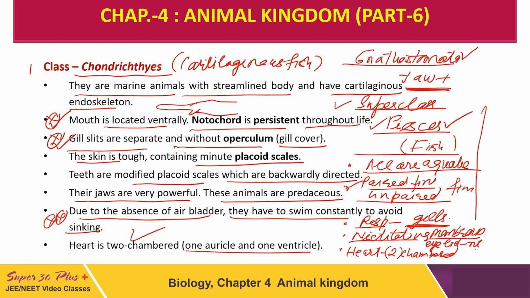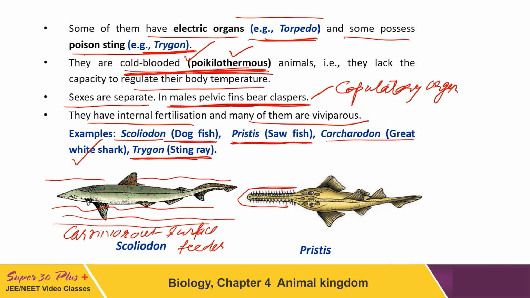Eyelid may be absent, we are talking about fish, about Pisces. Heart is 2-chambered. Now in fish, one is Chondrichthyes, the cartilaginous fish. Is it right? Mouth is located ventrally. Notochord is persistent. Gill slits are separate without operculum. Operculum, the lid, is absent. Skin is tough, containing placoid scales. Is it? Then, due to absence of an air bladder, this is important, they have to swim continuously, constantly to avoid sinking. The heart is 2-chambered in the case of cartilaginous fish.